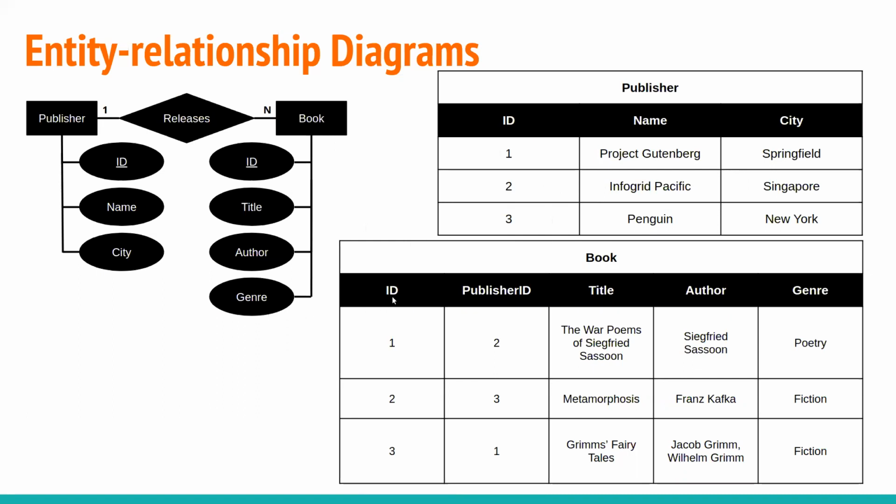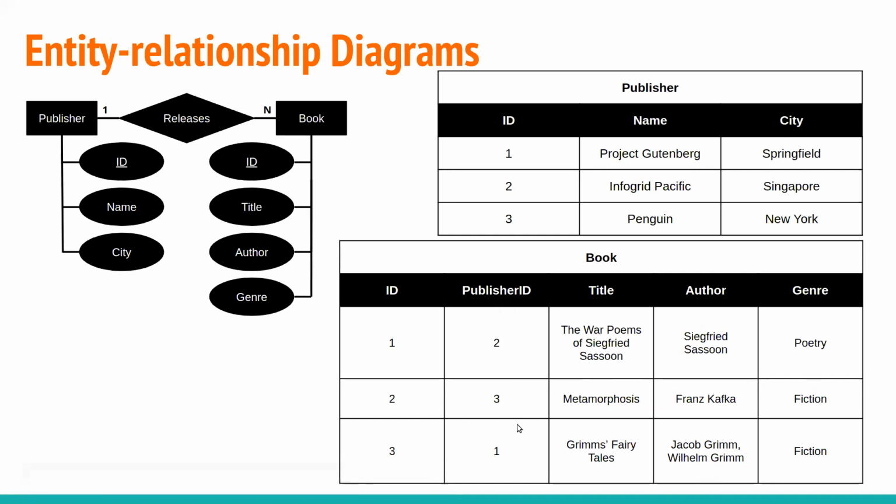So we have ID on the left here, book 1, book 2, book 3. We have titles for our books: The War Poems of Siegfried Sassoon, Metamorphosis, and Grimm's Fairy Tales. We have authors for our books, and we have genres for our books. Poetry, fiction, fiction. Now you guys will notice there's one little weird distinction here. What is this doing? Publisher ID. What is that doing?